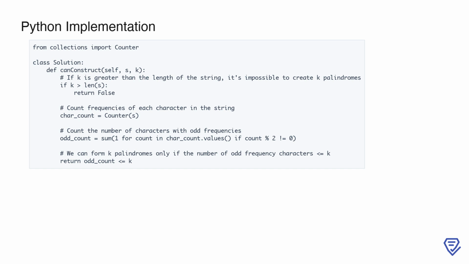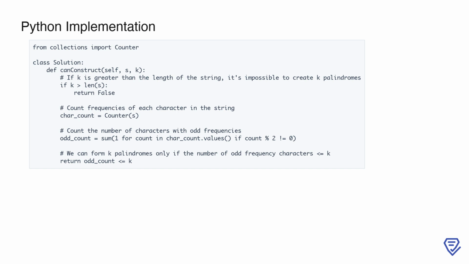We calculate the total number of odd frequencies using a generator expression that iterates over the frequency values and counts how many are odd, count % 2 equals 1. 4. Final decision: if the count of odd frequency characters is less than or equal to k, it is possible to distribute the characters into k palindromes. Otherwise, it is not. The result is returned as a Boolean value.